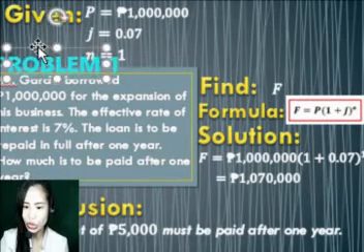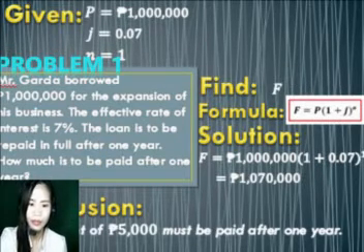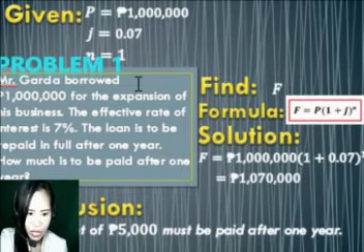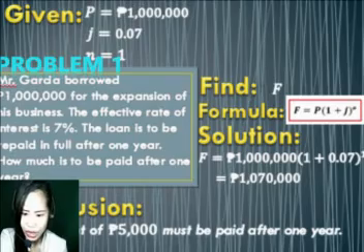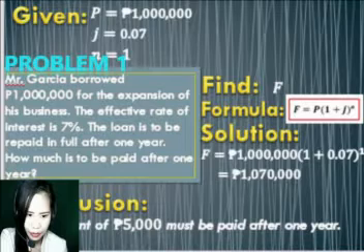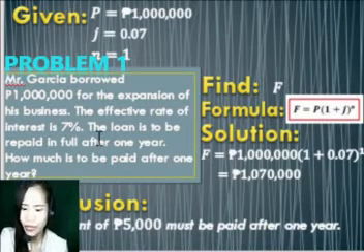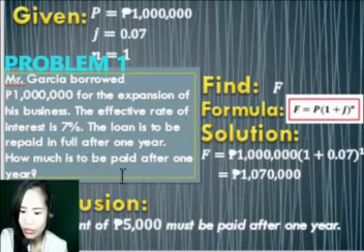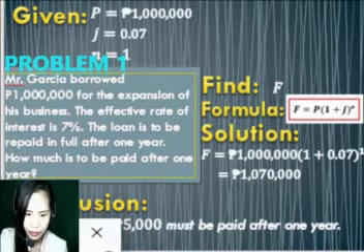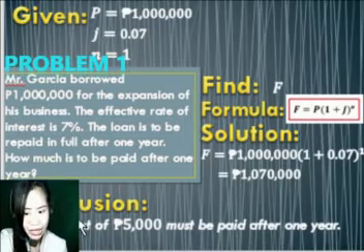Let's try to solve the first problem. Mr. Garcia borrowed 1 million pesos for the expansion of his business. The effective rate of interest is 7%. The loan is to be repaid in full after 1 year. How much is to be paid after 1 year?